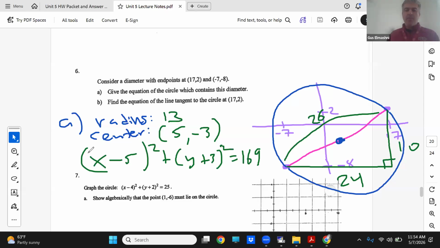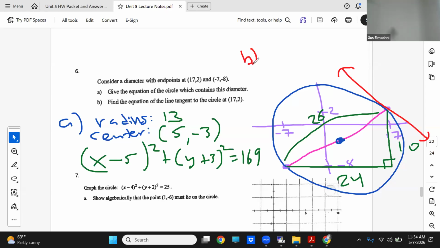Okay, so then the other one, it's a little tricky. It's a good question. I like it, but it's a little tricky. Okay, find the line tangent. Ooh, that's a nice line. Okay, for part B. Now, you're asked to write the line tangent to the circle at (17, 2). Now, this is a little bit extra work. I like special lines. Really great.